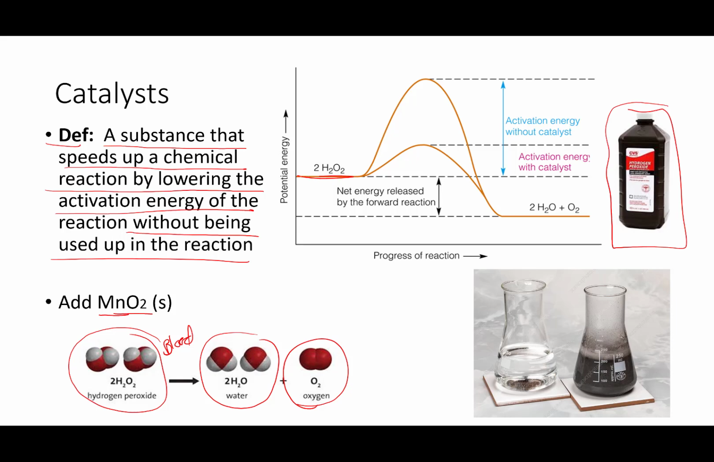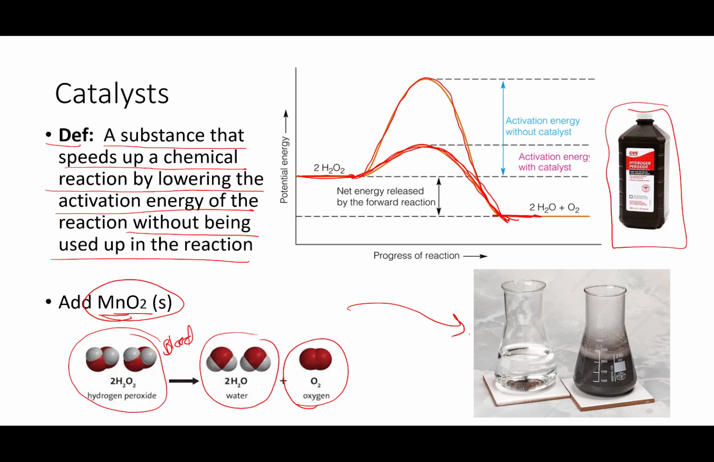If I have hydrogen peroxide, here's my reactants, here's my products. And it has a relatively high activation energy hill it has to crawl over in order to get that hydrogen peroxide to naturally decompose. But if I add in the laboratory manganese oxide, that activation energy hill is so shallow that just room temperature chemicals react spontaneously.